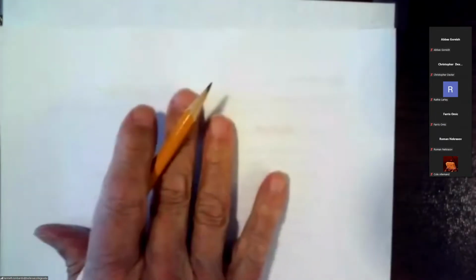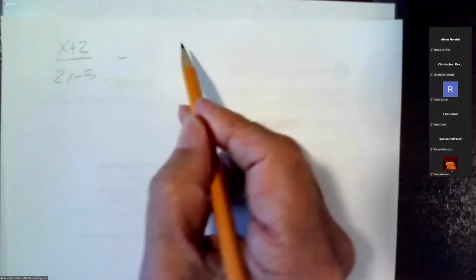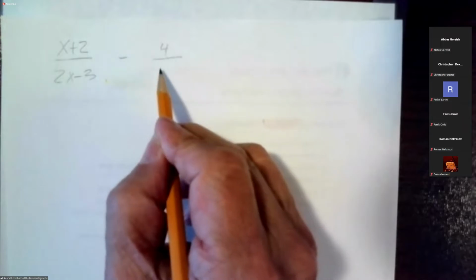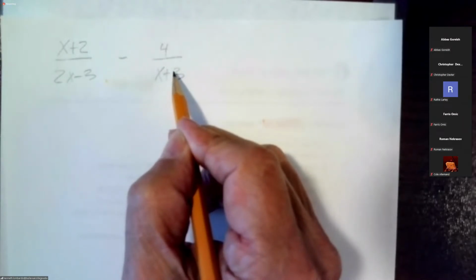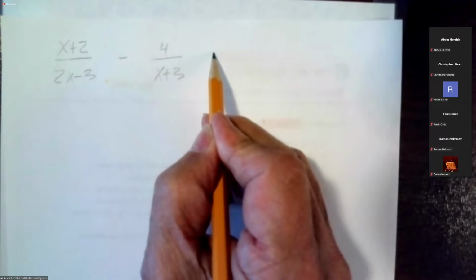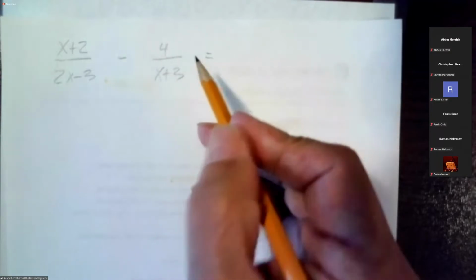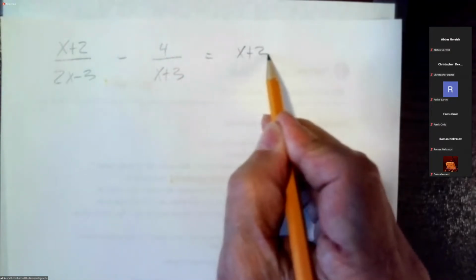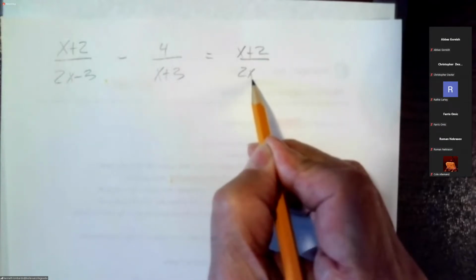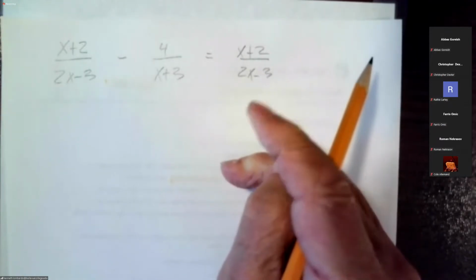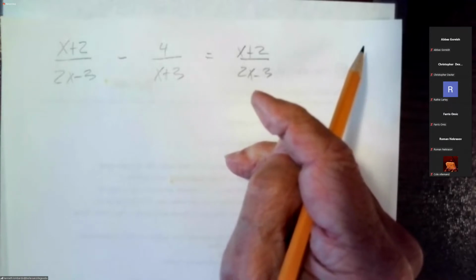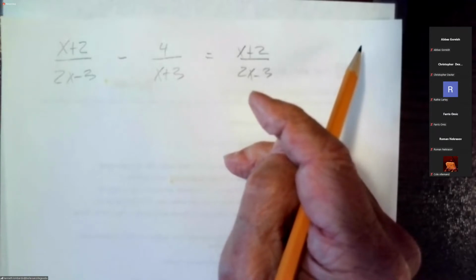So if I had x plus 2 over 2x minus 3, from that we subtract 4 over x plus 3, and maybe set that equal to x plus 2 over 2x minus 3. Let's see. Is there anything else here we need to do with that?